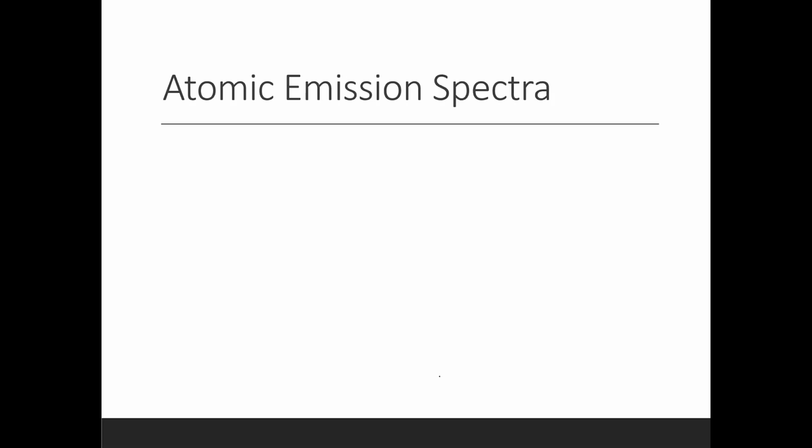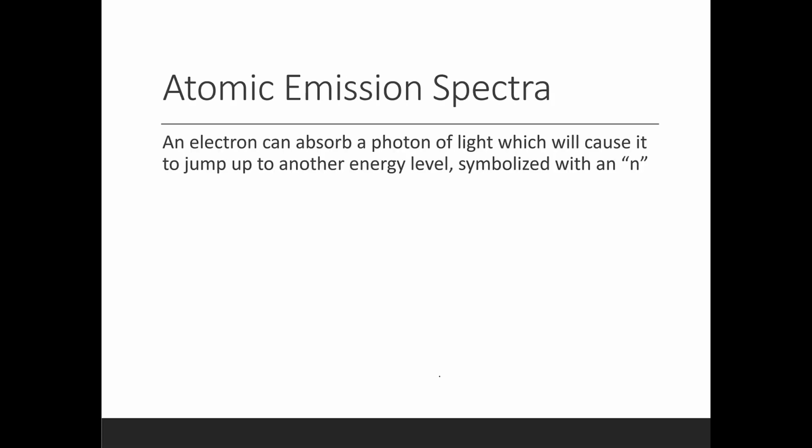So diving a little bit further into the atomic emission spectra, right, Bohr, working within Einstein's theory, is saying that an electron can absorb a photon of light. So remember that a photon of light does not have mass, but it carries energy. So 1 electron can absorb energy, which will cause it to jump up to a higher energy level, symbolized with an N. N stands for energy level.